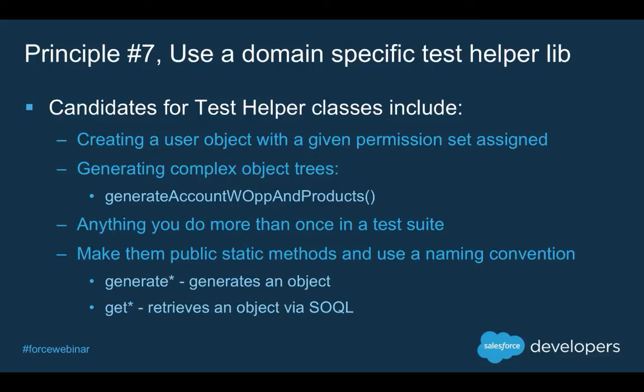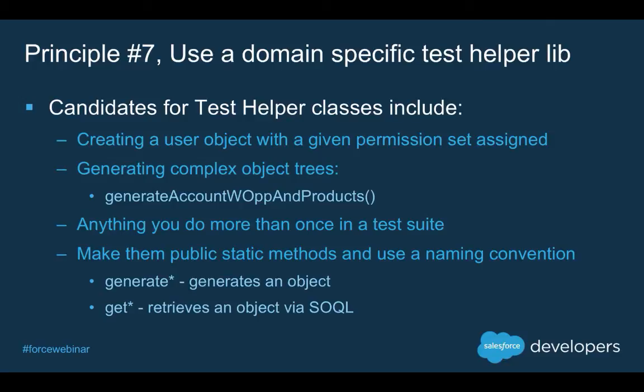And then I also have some get methods. Those get methods retrieve an object via SOQL. So if I want to do some testing on an account and how that account is changed by a method, then I can use my get methods to retrieve the standard field sets that I'm going to be working with instead of typing them all in my test code. So that's number 7, use domain-specific test helpers.